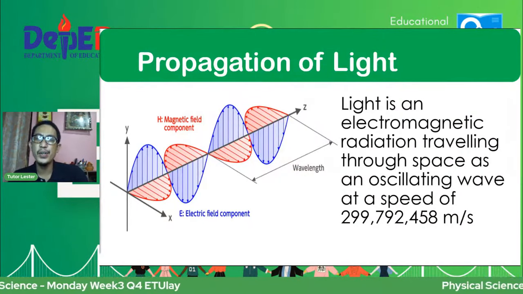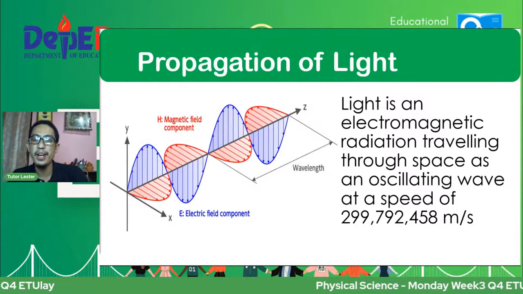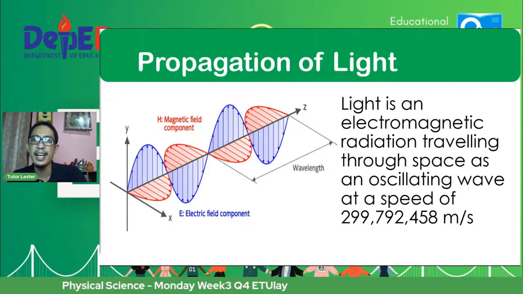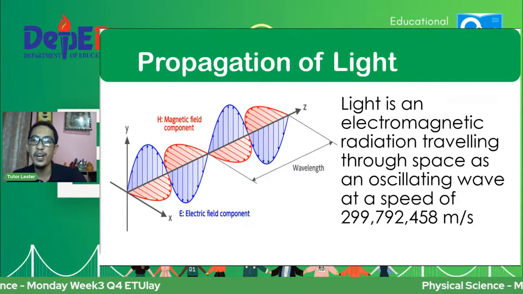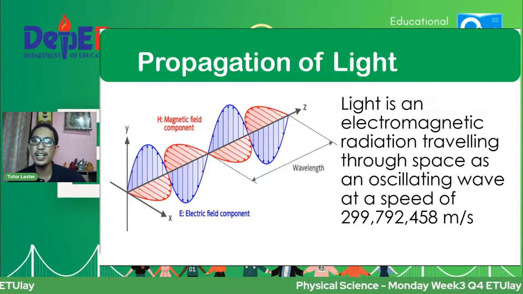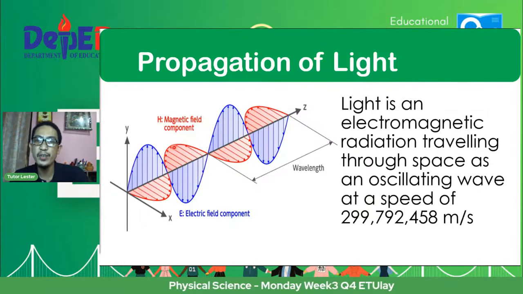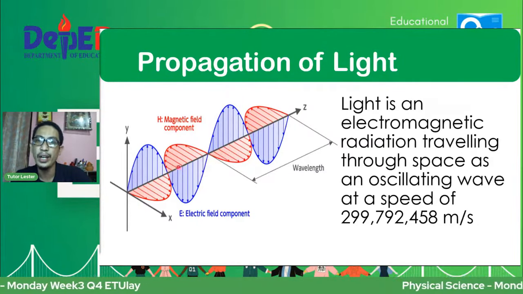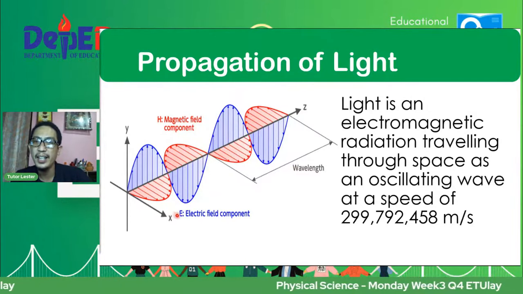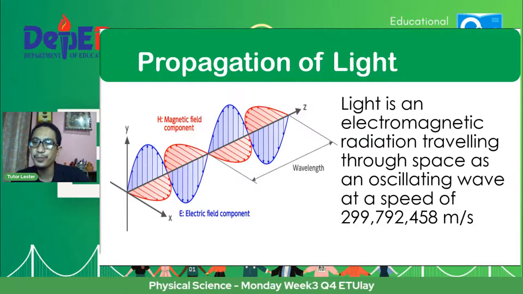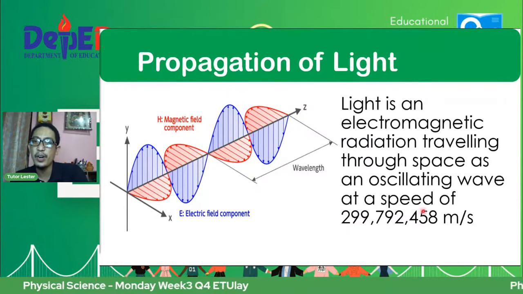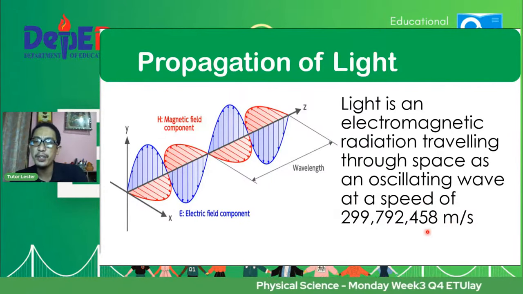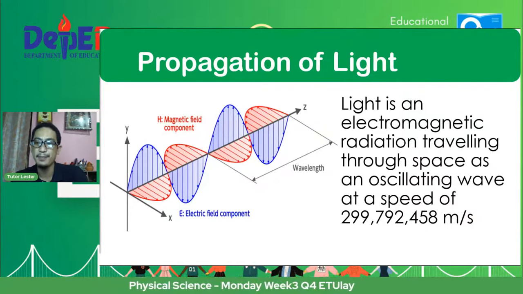Let's proceed to the propagation of light. We all know from our junior high school physics that light is an electromagnetic radiation. It travels through space, and this wave is oscillating or vibrating. This wave has both a magnetic and an electric field component. It travels at a speed of 299,792,458 meters per second in the vacuum of space.